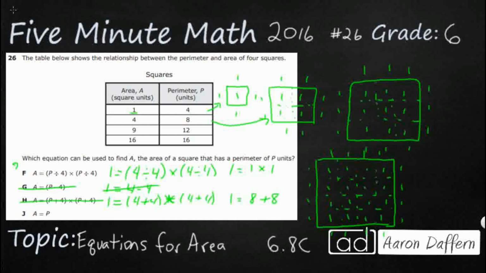And then A equals P. I know why they did this because look down at the very bottom. Because A does equal P down on the 4th one, but not on the first 3, so that's not going to be it. So it looks like F is going to be our answer, but let's just double check with one more.